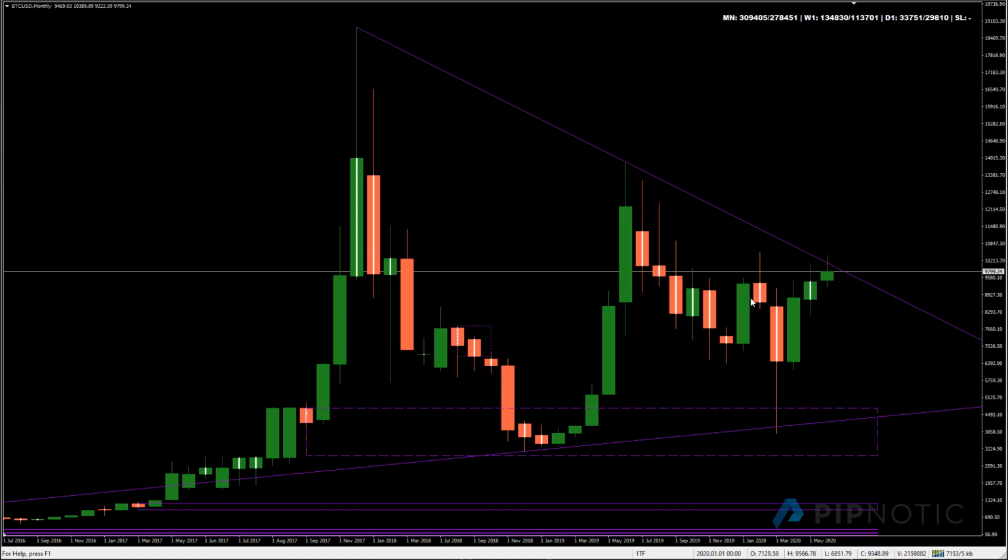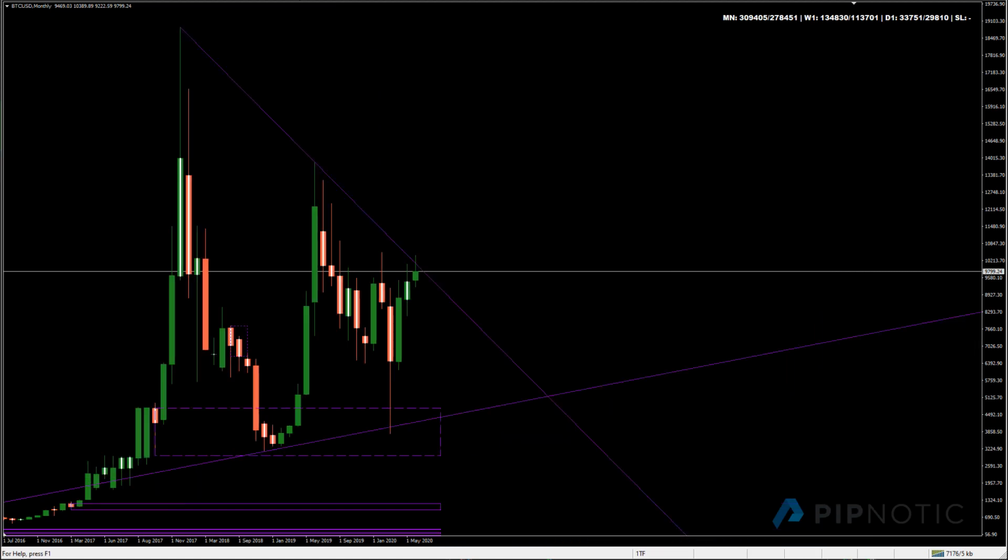Okay, we had another go. Price came down, we poked into this, we have a huge wick. Okay, and then price started to move higher. This is really messy. There's not a lot of clarity on the monthly chart.